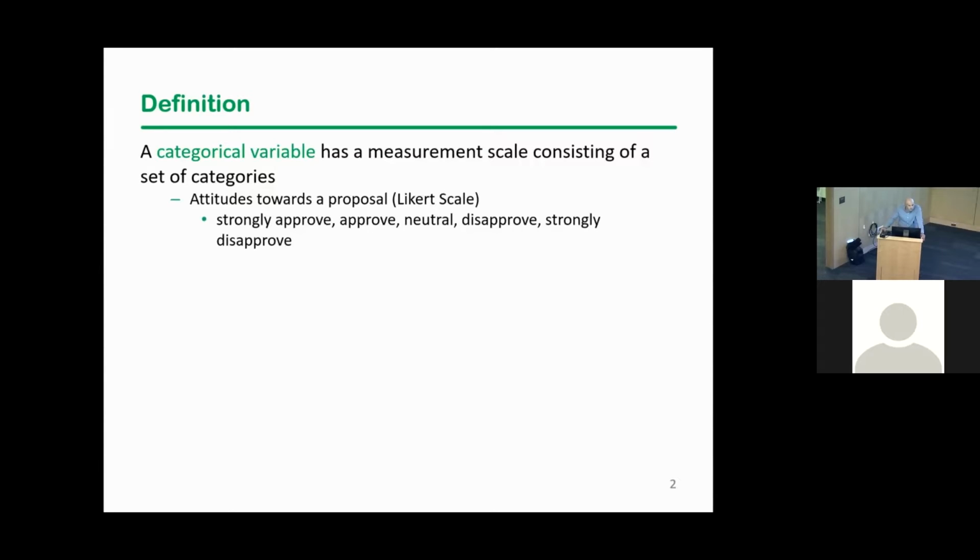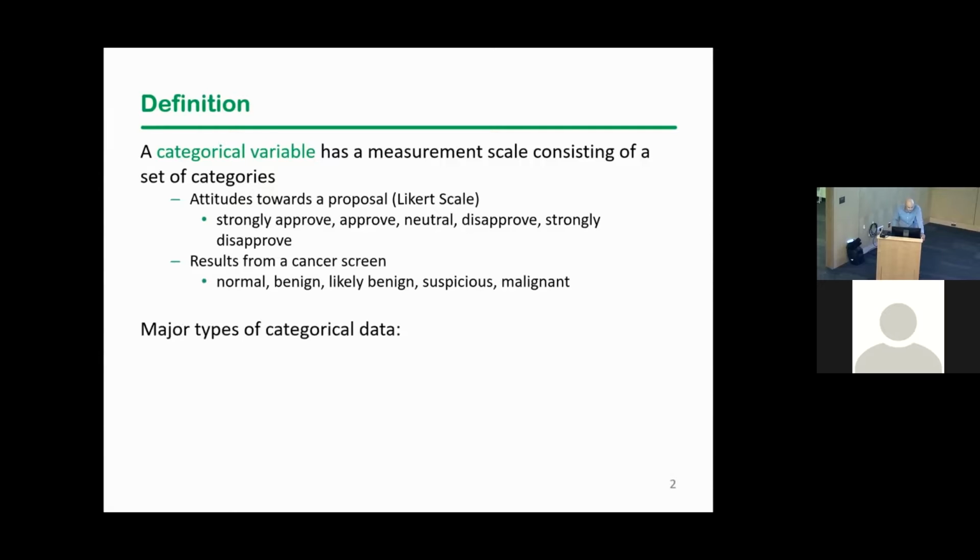You strongly approve it, neutral, and so forth. Another one may be results from a cancer screen. Could be normal, benign, likely benign, and so forth. You kind of see in the data I just presented there that there's maybe some data types that are important. The three big data types for categorical data.